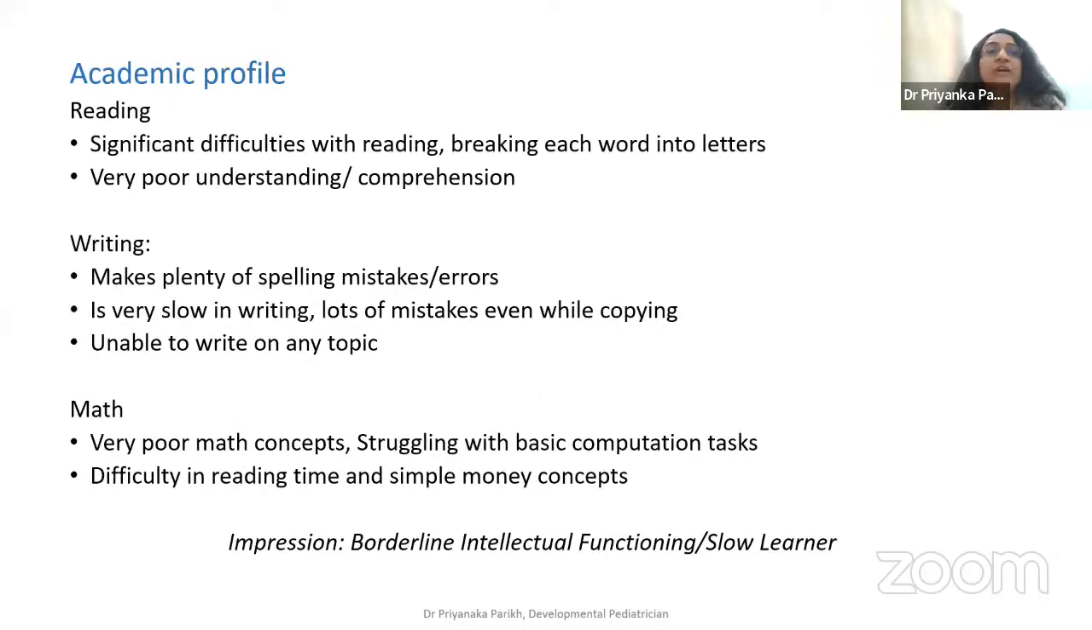Looking at the academic profile of this child, when we look at the reading profile, this child has significant difficulties with reading. Even in grade four, the child was still breaking each word into letters, so was still not able to read the word as a whole. As a result, the reading itself was so difficult that the child just wouldn't understand what he is even attempting to read. A lot of spelling mistakes and errors are seen with writing, with copying.